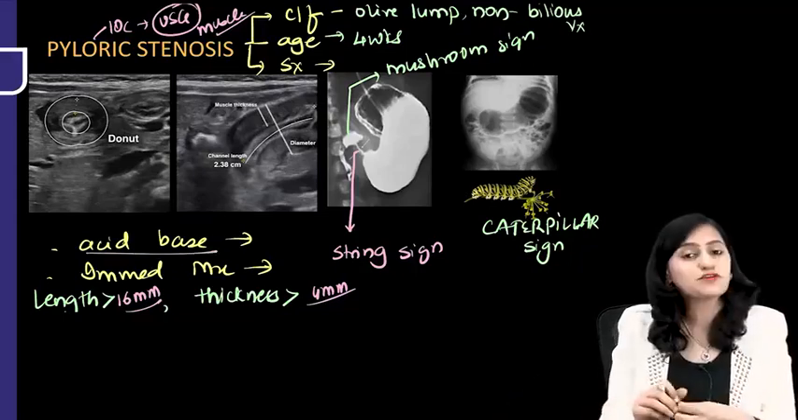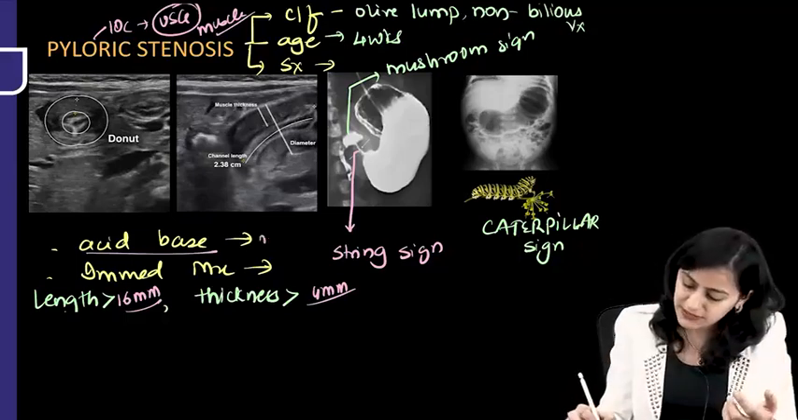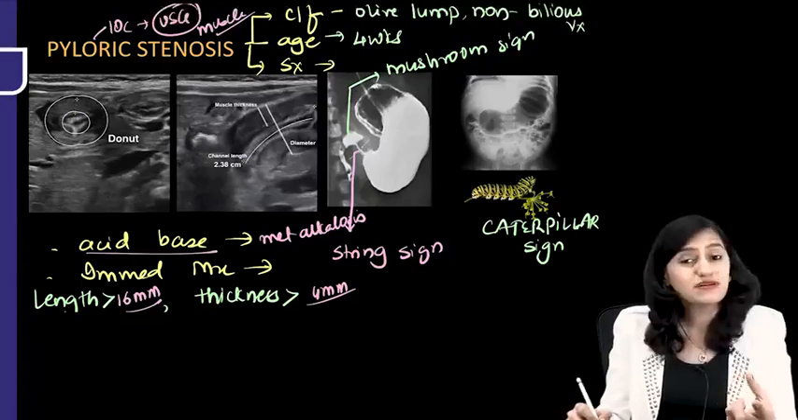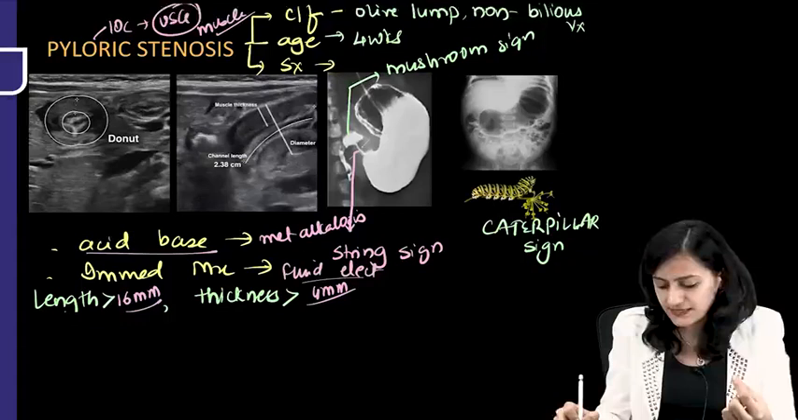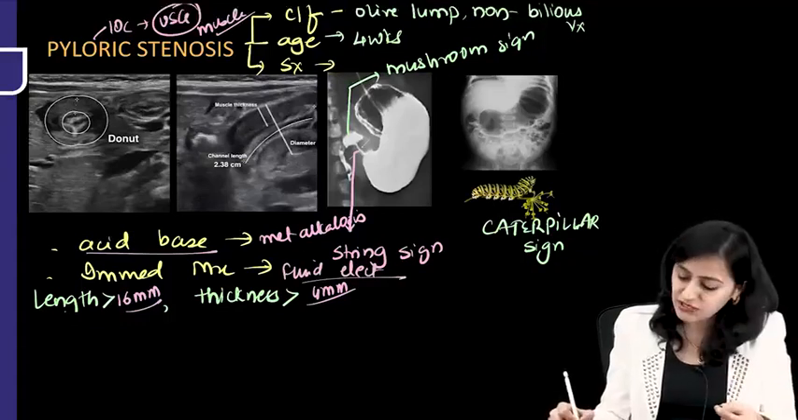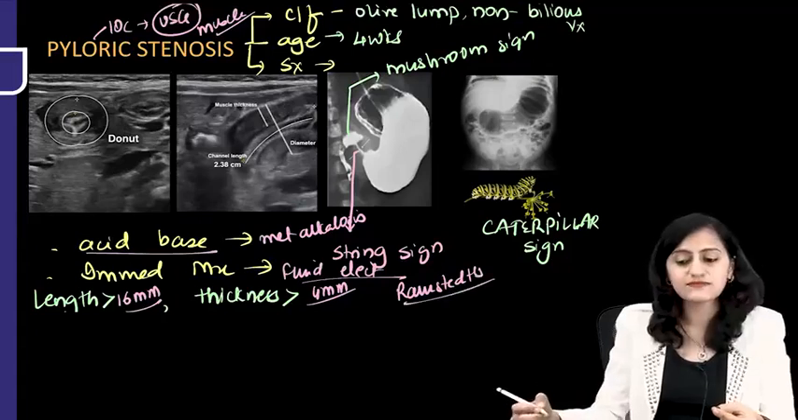What acid-base abnormality do we get here? Because of the vomiting, the acid going out leads to metabolic alkalosis. The immediate management is the correction of the fluid electrolyte imbalance. The definitive treatment, the surgery, is Ramstedt's surgery. Okay, that's Ramstedt's surgery.